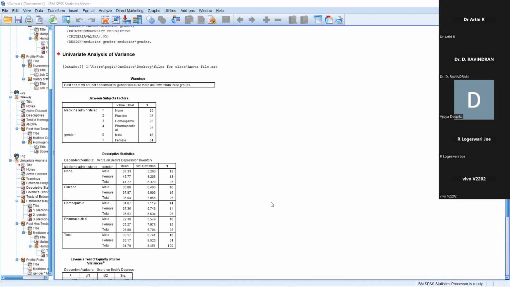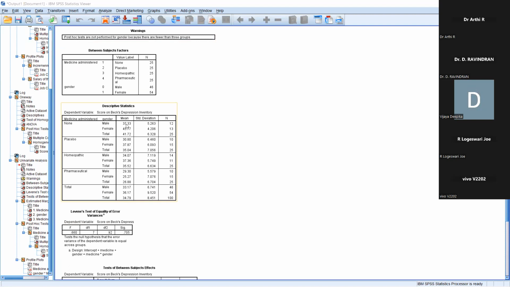Yes, ma'am. Right. Okay, so this is the output for this particular factorial ANOVA or two-way ANOVA. Here the first table shows you the number of participants within the particular group. Then the second table shows you, within the groups, what is the mean value? So if no medicine was administered and the gender was male, then what is the mean value? And if no medicine was administered and female is the gender, then what is the mean value?